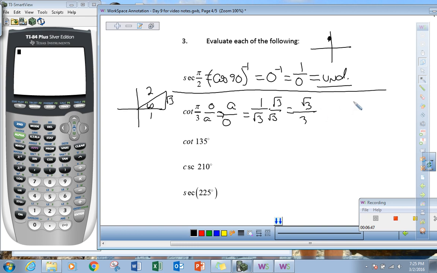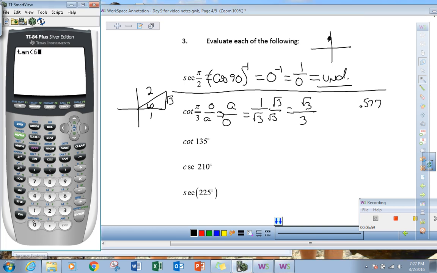This also is one of those decimals that I want you to start knowing a little bit. 0.577. Check this out. If I would have went tangent of 60, go get me the reciprocal. If you can start recognizing that decimal, we just got a shortcut to finding some answers.